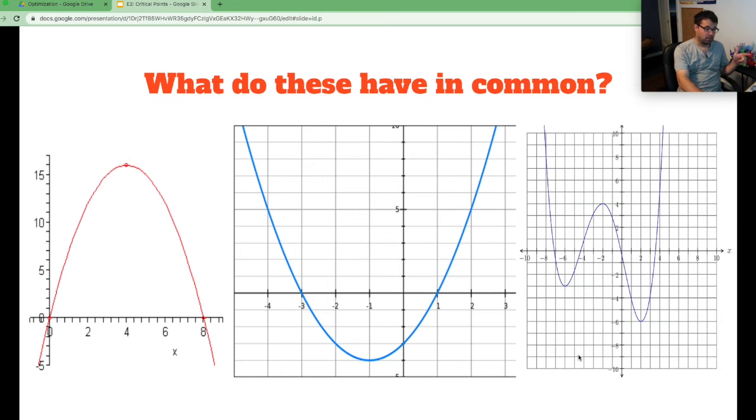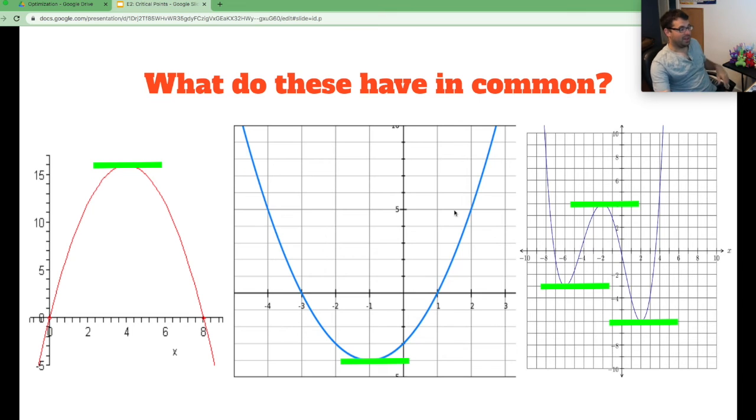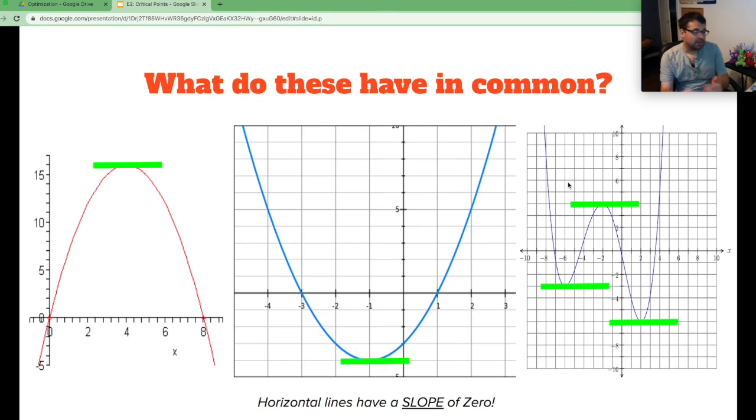If we look, all of these have one thing in common. They all have a horizontal line as their slope. It flatlines, it plateaus. So it flatlines and has a slope of 0. That's really, really important for us to know. Horizontal lines have a slope of 0. So we can always, always, always find a critical point when we have a slope of 0.